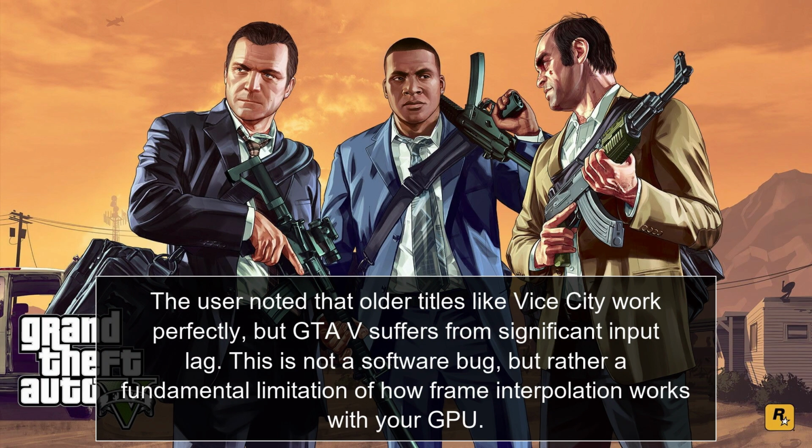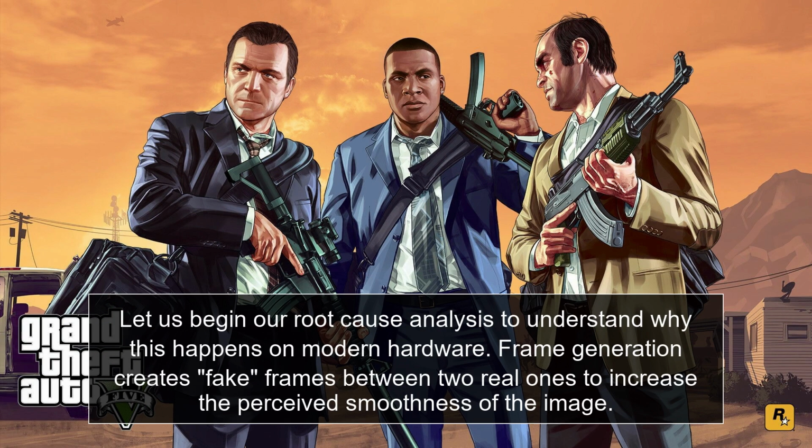The user noted that older titles like Vice City work perfectly, but GTA 5 suffers from significant input lag. This is not a software bug, but rather a fundamental limitation of how frame interpolation works with your GPU. Let us begin our root cause analysis to understand why this happens on modern hardware.